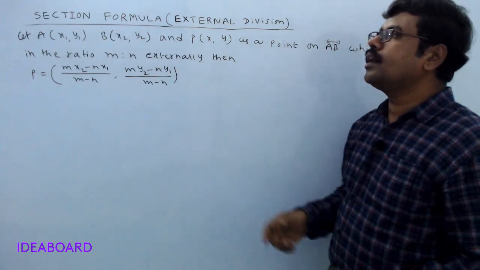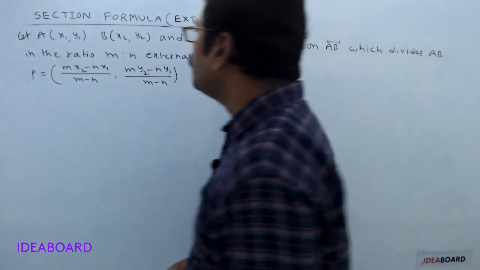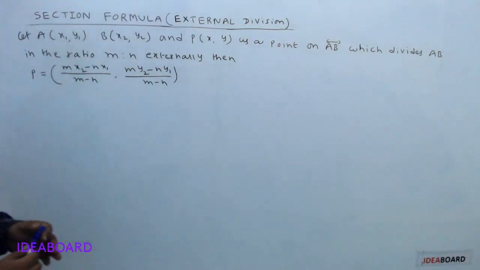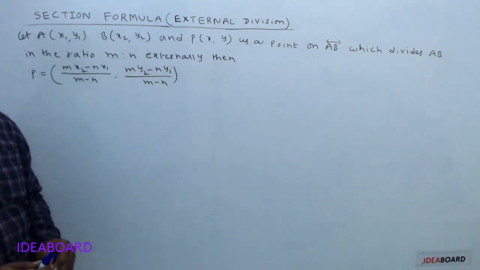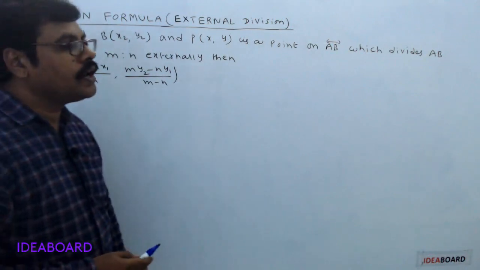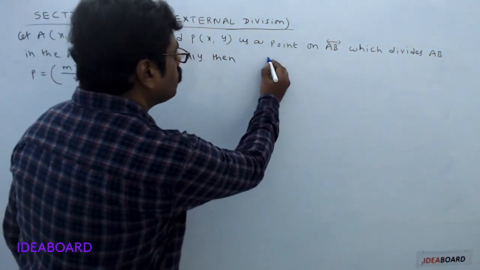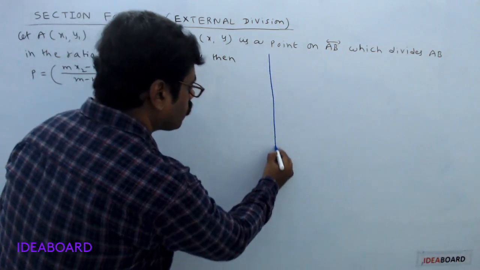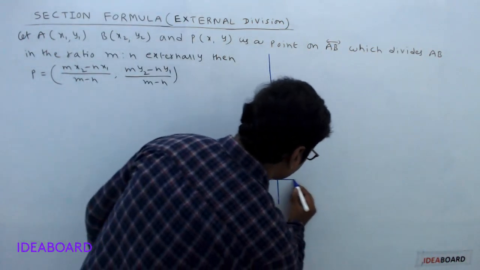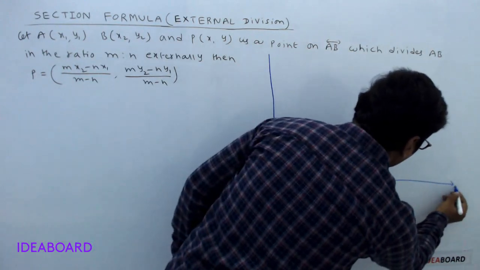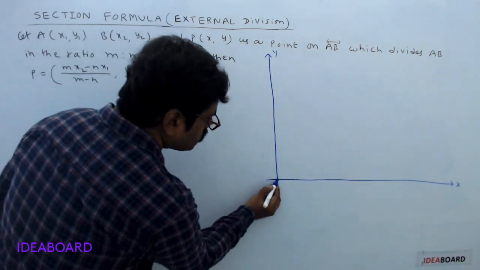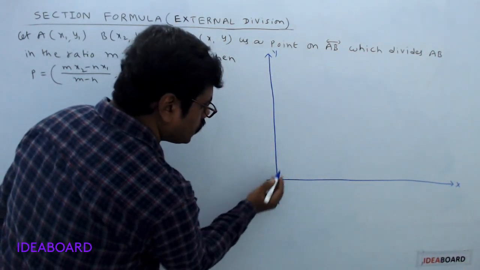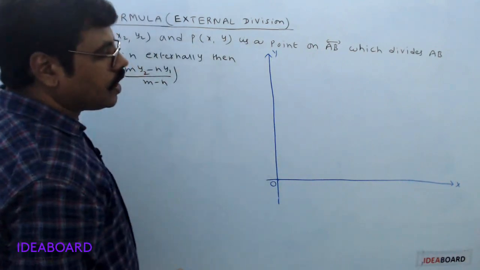Now come to the proof of the formula. Now here, what are the given points? A, B and P. First denote the 3 points A, B and P in your xy plane. First draw the coordinate axes. Suppose this is the x-axis, this is the y-axis, and this is the point of intersection of the x-axis and y-axis. So it is the origin.